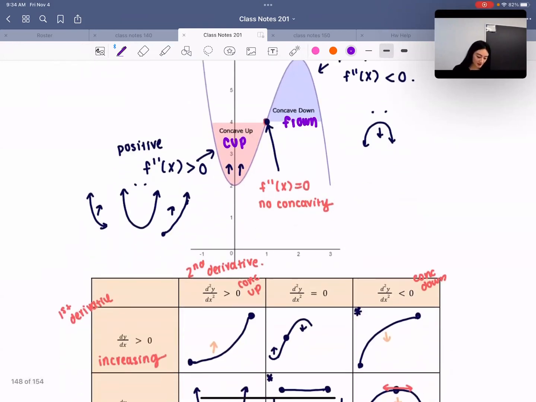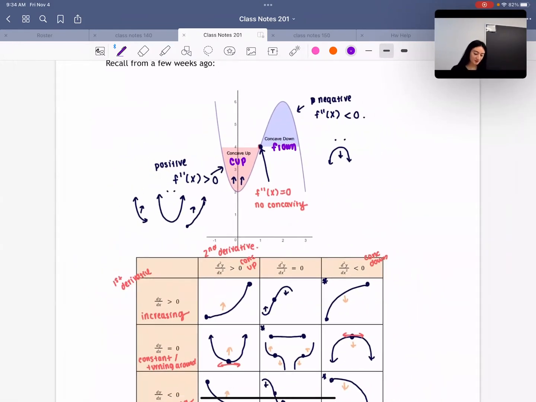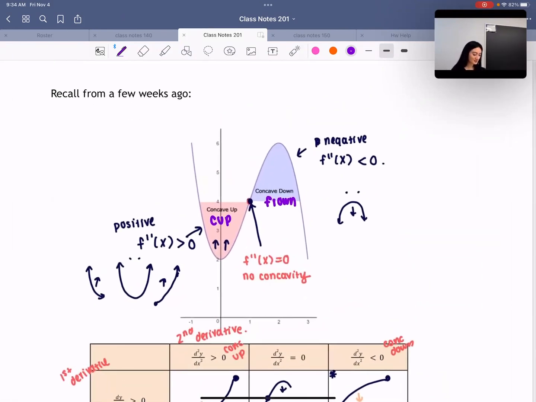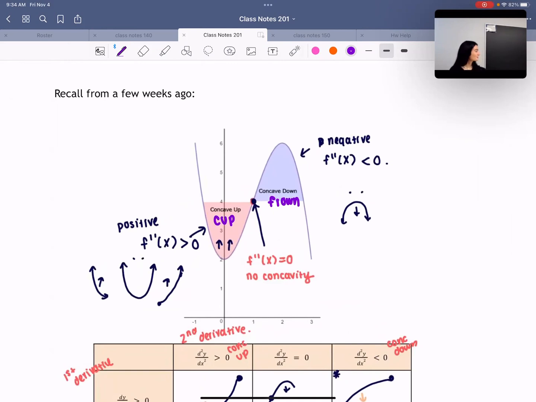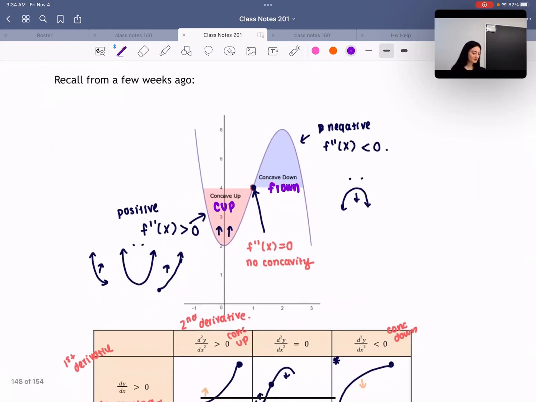Now we talked about how the second derivative has to do with concavity. Does anyone remember what the second derivative tells us about concave up versus concave down? What happens when the second derivative is positive? It's actually right up here. So when the second derivative is positive, we're concave up. When the second derivative is negative, we're concave down. That's what the second derivative told us.